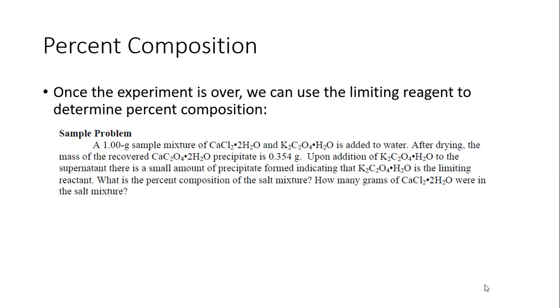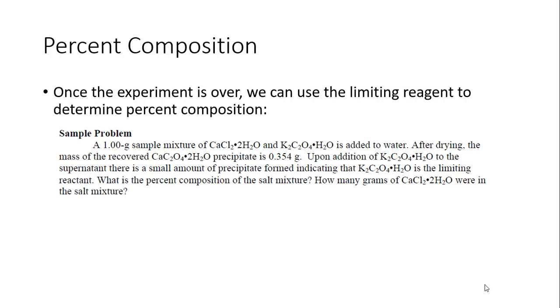All right, so here's a problem. We have a 1 gram sample of calcium chloride. It's straight from the lab manual, by the way. You react that with potassium oxalate, and you add it to water. You dissolve them both up, and after drying, the mass of the calcium oxalate recovered is 0.354 grams. When you add more potassium oxalate to the solution, right after you filter off the solid, a little bit of precipitate is formed. So that means that the potassium oxalate is limiting, right?